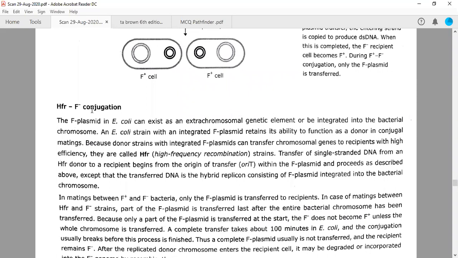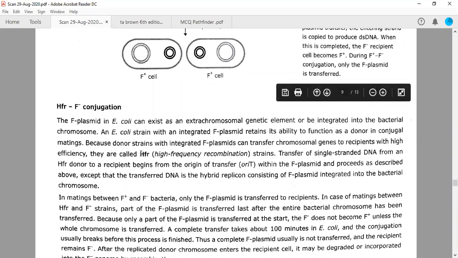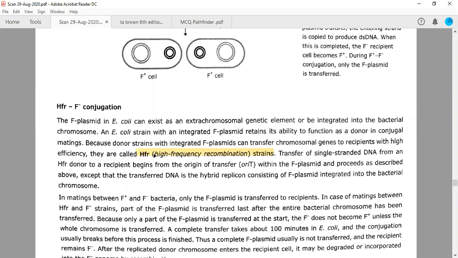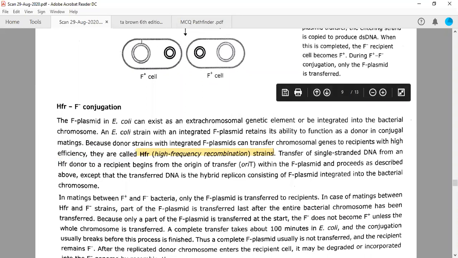Now you are able to understand why these are called high frequency recombination strains, because they are able to transfer their whole chromosomal material from one bacterial cell to another bacterial cell, including the plasmid as well as the bacterial chromosome, right? So they are high frequency recombinants.